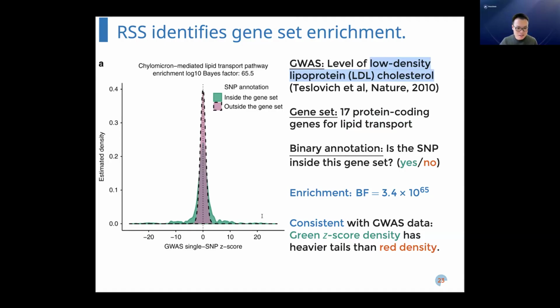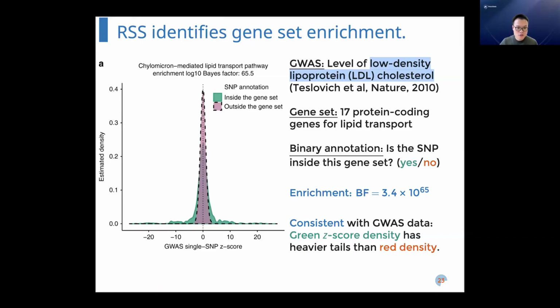So this is what I did. I simply visualized the GWAS summary statistic for two groups of SNPs. You can see there's a red distribution here. This corresponds to the distribution of the GWAS score for the SNPs outside the gene set. And then this green curve corresponds to the distribution of z-score for SNPs inside the gene set.